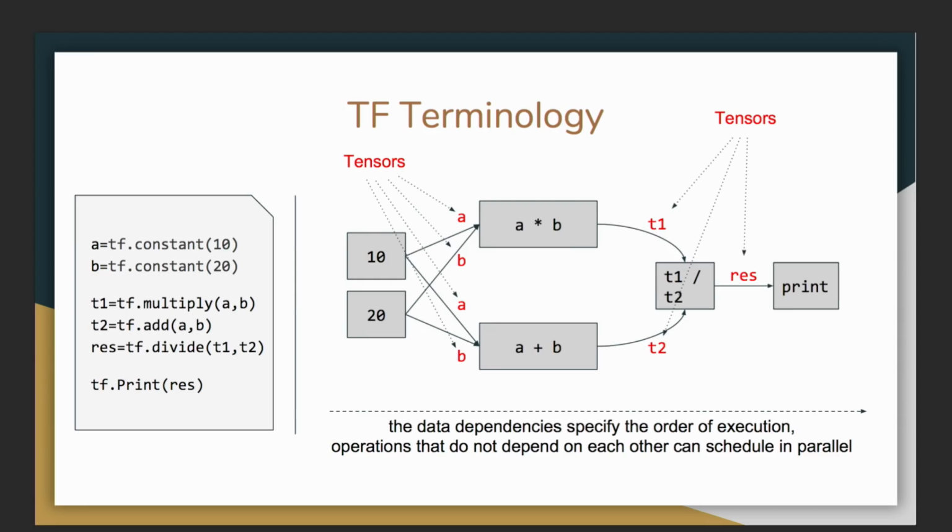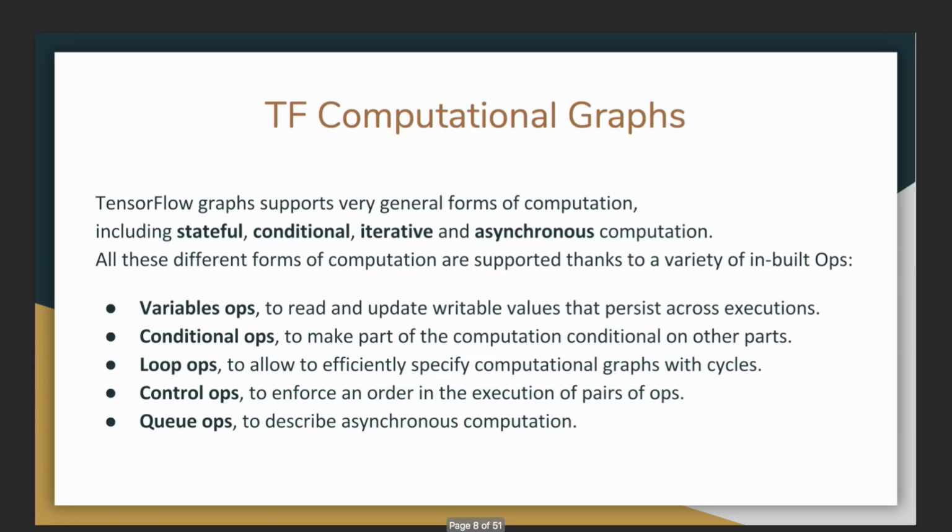So it includes stateful, conditional, iterative, and asynchronous computation from first principles. And all these forms of computation are directly enabled by specific inbuilt ops, which you can use to define this type of computation in your graph. So we'll have variable ops. These are ops that allocate some space in memory and then allow you to read and write values to this space in memory. And these values will persist across different executions of this graph.